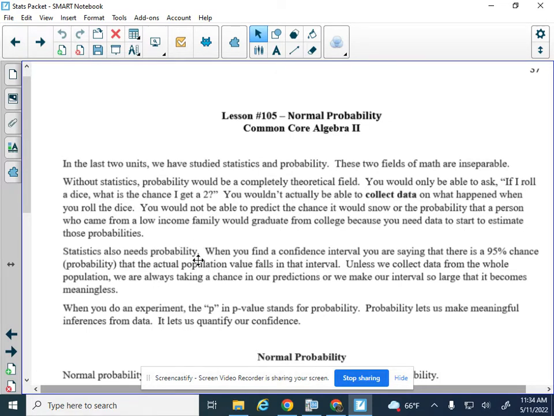Statistics also needs probability. When you find a confidence interval, you are saying that there is a 95% chance or probability that the actual population value falls in that interval. Unless we collect data from the whole population, we are always taking a chance in our predictions, or we make our interval so large that it becomes meaningless. When you do an experiment, the P in p-value stands for probability. Probability lets us make meaningful inferences from the data. It lets us quantify our confidence.